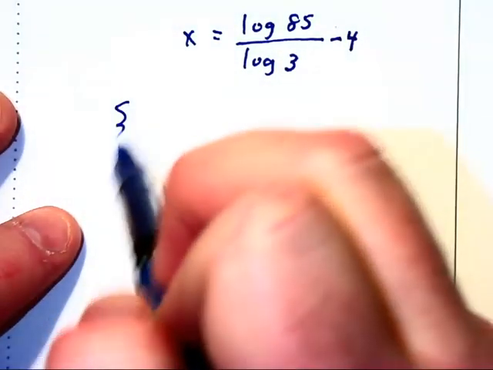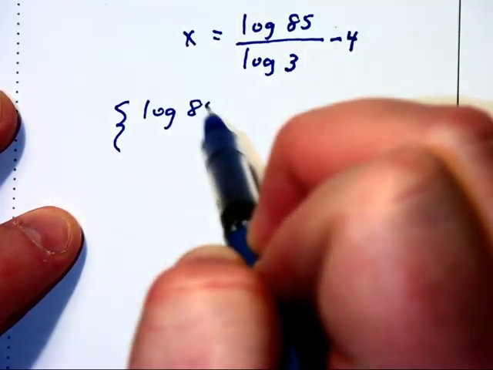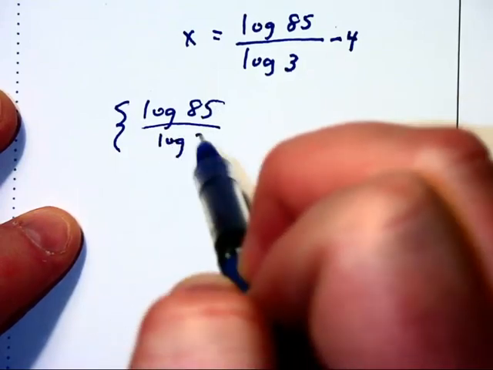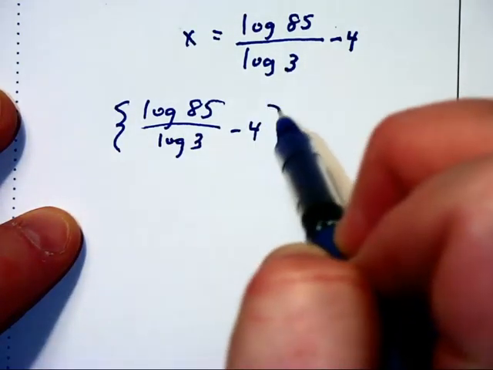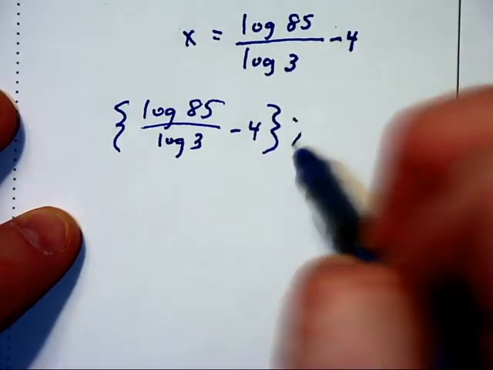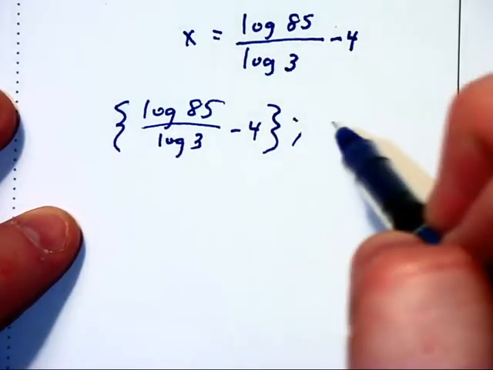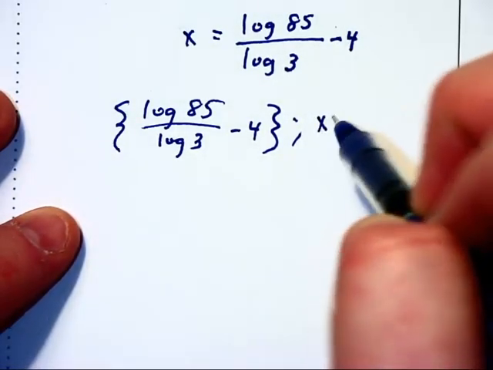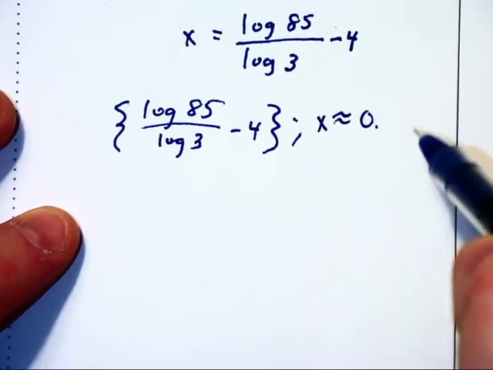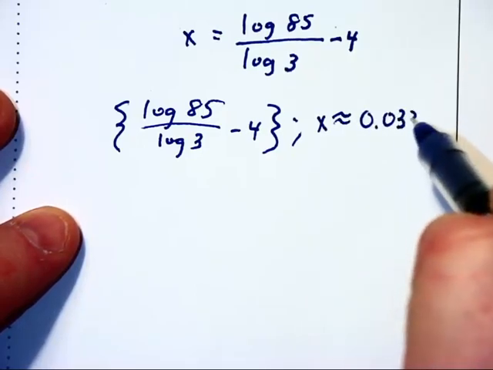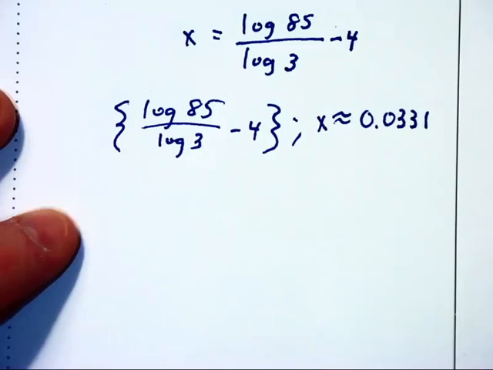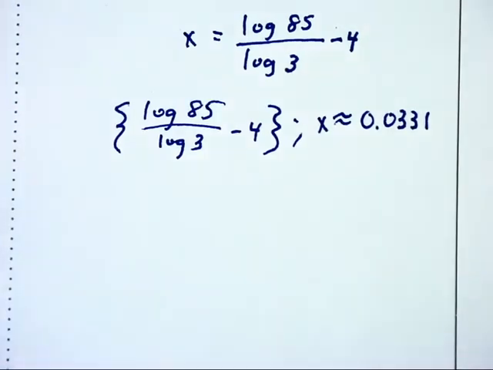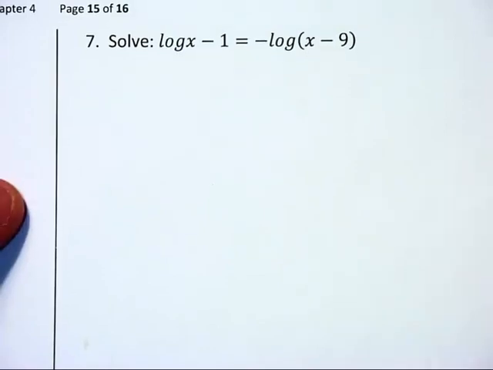So, an exact solution is just what we have right there. Log of 85 divided by the log of 3 minus 4. A decimal approximation, rounded to 4 decimal places as we usually do, would be x is approximately 0.0331. And notice we said our answer was going to be just a little bit more than 0, and that's what we have here. Let's review this logarithmic equation.